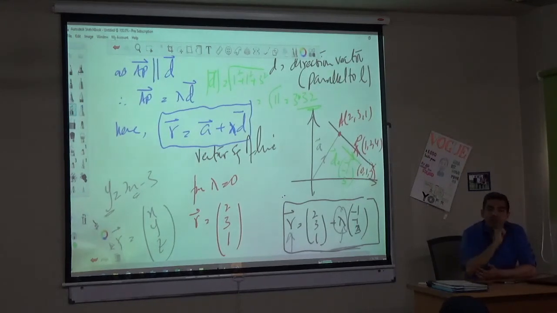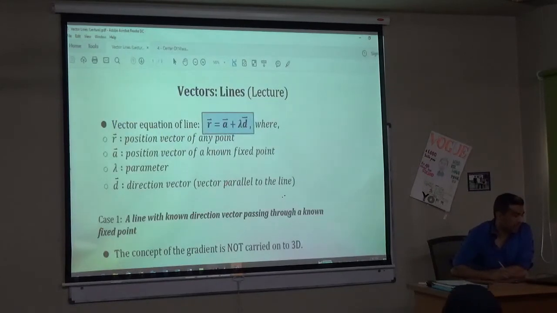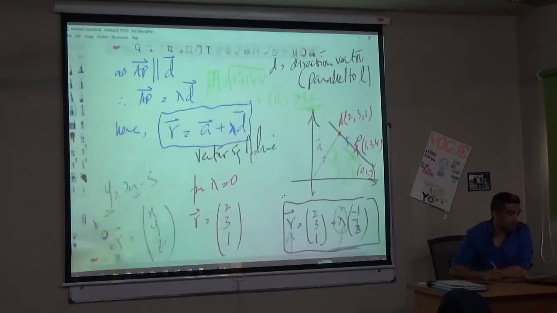Now if I put lambda as half, I'll get a point somewhere here. That would be 1 point something, half the length of the direction vector away. That's the significance of lambda, and lambda is called a parameter. By the way, all of this I have written here. What is lambda? It's called a parameter. Everything is written here, so it's in the notes already.